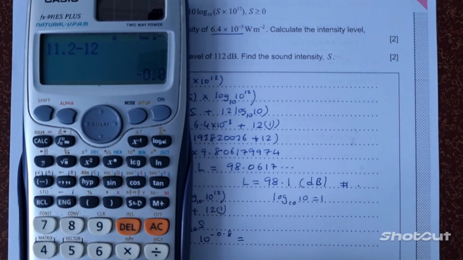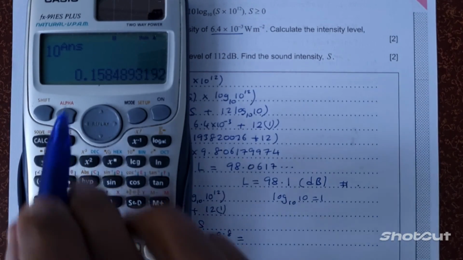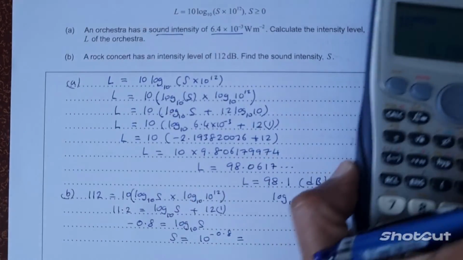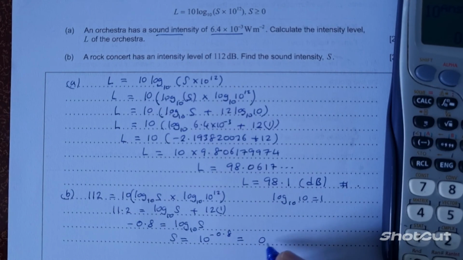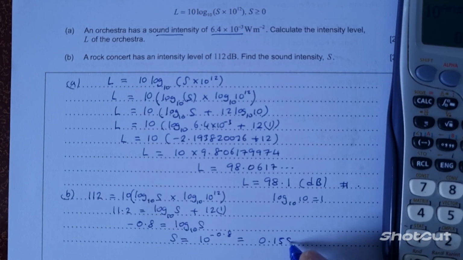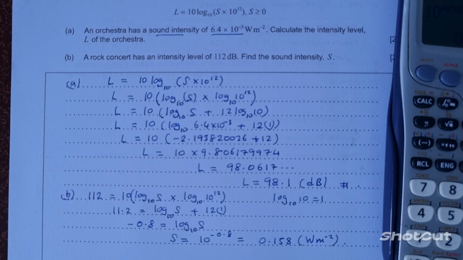And so the answer, I've got then 10 to the power of what we just found, 0.1582, to 3 significant figures, so this is 0.158 watts per meter square. So here we are for the second part of the question. Take care.